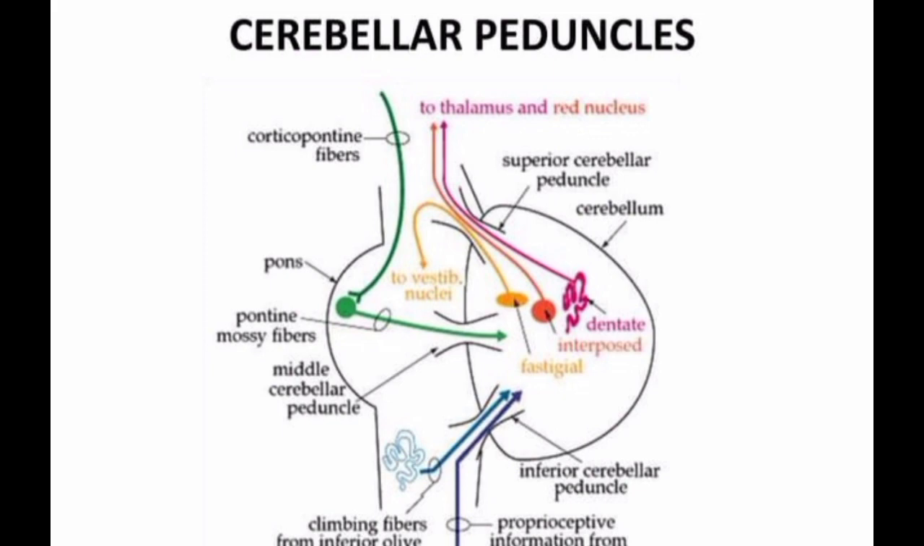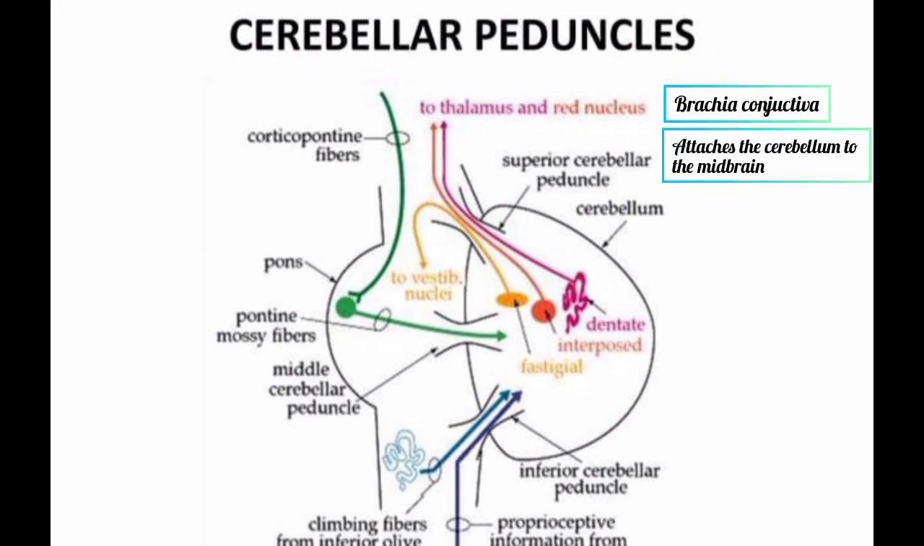Anteriorly, the cerebellum is attached to the brainstem by the cerebellar peduncles, which contain fibers that run between the cerebellum and the brainstem. We usually have three cerebellar peduncles, which are the superior cerebellar peduncle. The superior cerebellar peduncle is also known as the brachium conjunctivum and attaches the cerebellum to the midbrain.